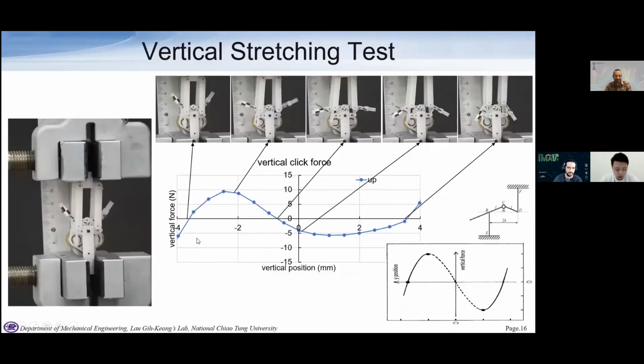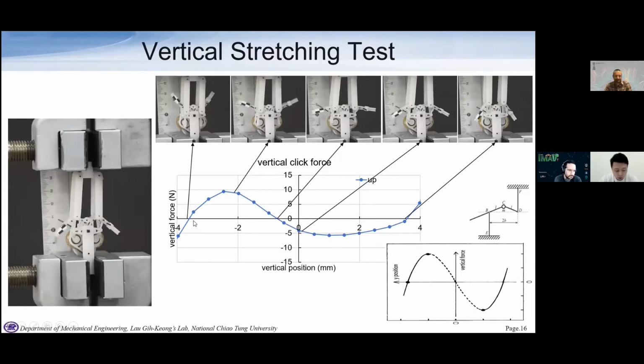Then we fixed the click mechanism to a tensile tester to do a vertical stretching test. The vertical force curve is like the theoretical result shown earlier in Brennan's geometric model. But in this result, it's asymmetric.